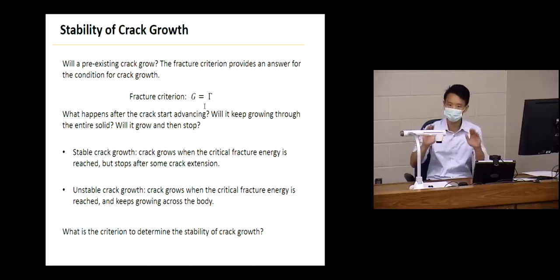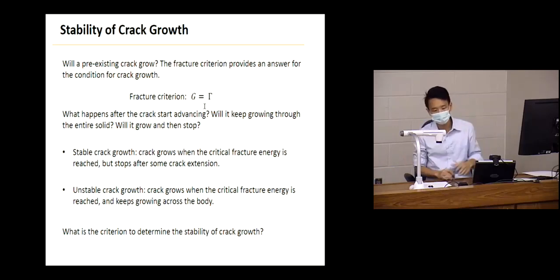So that's the first condition already met, right? They start cracking. We are asking, what happens afterwards? Stable crack growth says that if the crack grows, and after some amount of advancement, it stops, that's stable crack growth. Unstable crack growth is that the crack will keep growing.